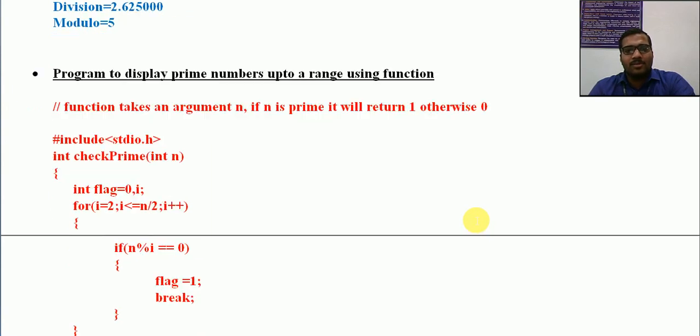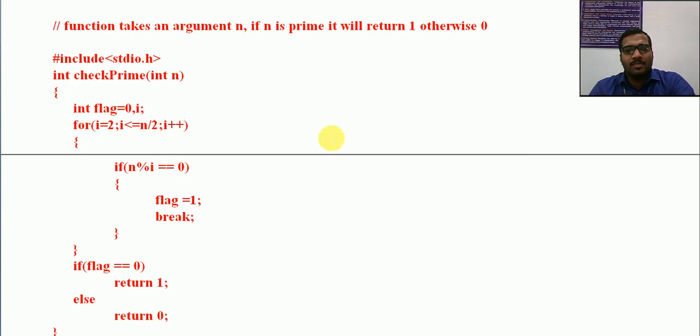Before moving into the program, see the comment given: the function takes an argument n, that is the maximum limit. For example, I need to display all the prime numbers 2, 3, 5 etc. up to 10. If n is prime, it will return 1. So if I am passing that number, it will return 1, otherwise it will return 0.